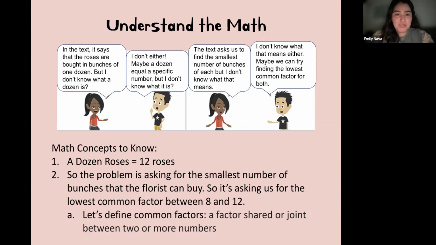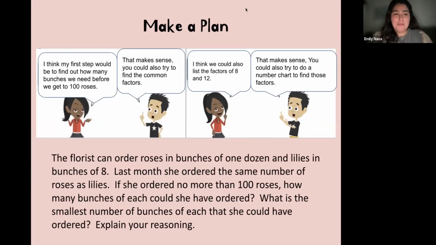And again, we have those little text bubbles of conversations that could potentially happen between students. And it just reflects what is on the bottom. So on these text bubbles right here, it says, I don't know what a dozen is. And the other student is like, maybe it equals a specific number. And over here, the little text bubble says, the text asks us to find the smallest number of bunches of each, but I don't know what that means. And the other student is like, I don't know either. Maybe we could try the lowest common factor. Those are just conversations that our group thought our students might have. Then we have the make a plan.